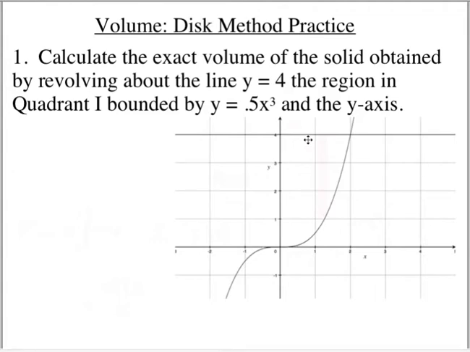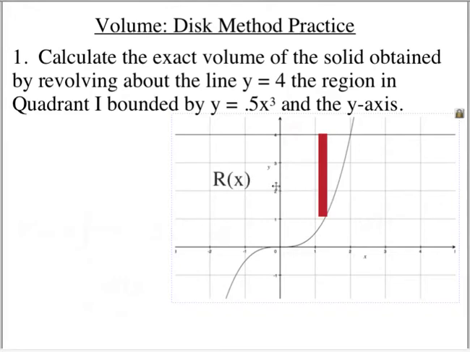And so this is a case where it's still disk method, but we are not revolving around the x-axis. So that means our radius is not just going to be the equation. And so if I were to draw the vertical slice of my rectangle, we want to calculate what is this distance here. And so the full distance from the x-axis up to my line that I'm revolving around is 4.